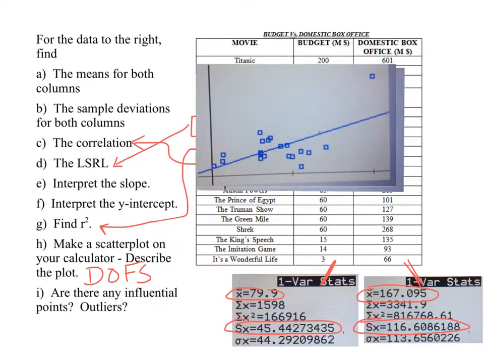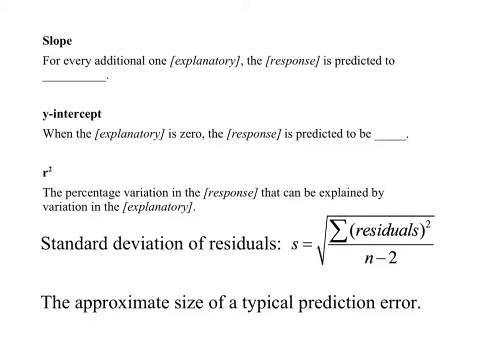Okay, let's move on to talk about these definitions and how we could do some of these things by hand. So these are some of the definitions we'd seen before. Slope, we already talked about, and we talked about again in the opener. For every one additional unit in the explanatory, the response is predicted to do what? The y-intercept: when the explanatory is 0, the response is predicted to be what? Well, now we have R squared. And as I said, R squared is the coefficient of determination.